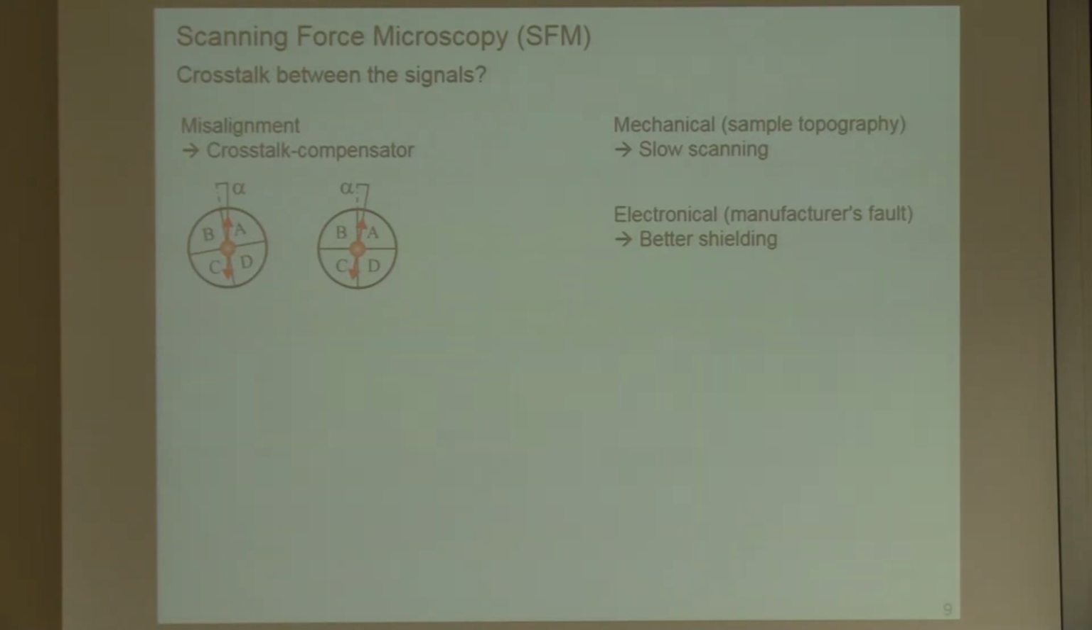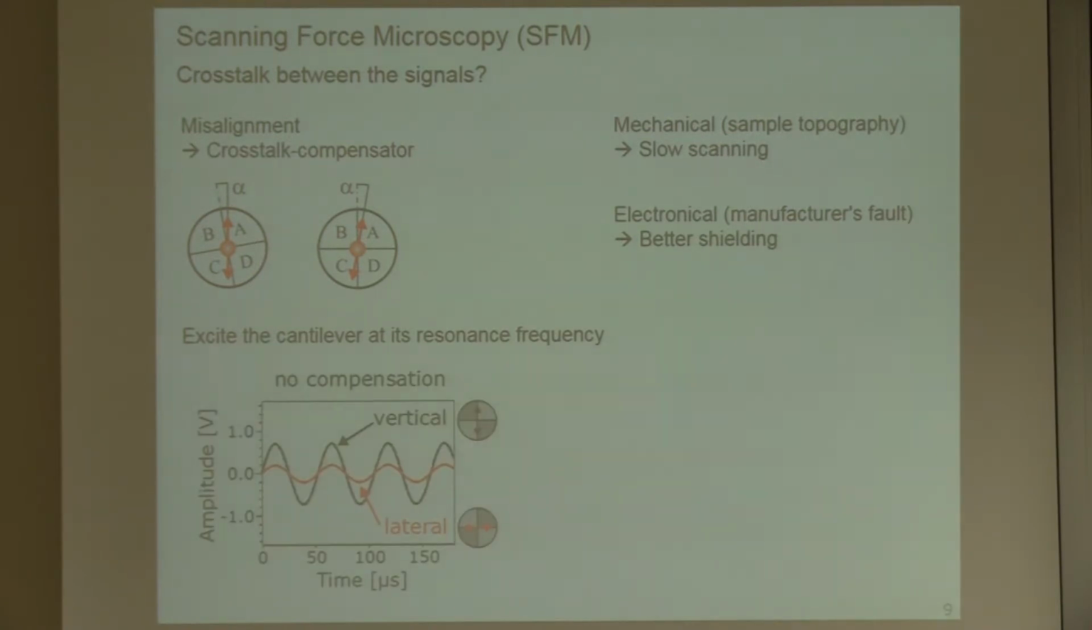Yeah, in fact, this plane should not be rotated with respect to the segmented photodetector. However, there's no way in standard microscopes to rotate the photodetector. You have no chance. So the best thing you can do is to compensate for that with a crosstalk compensator. And the answer how to do this is as follows.